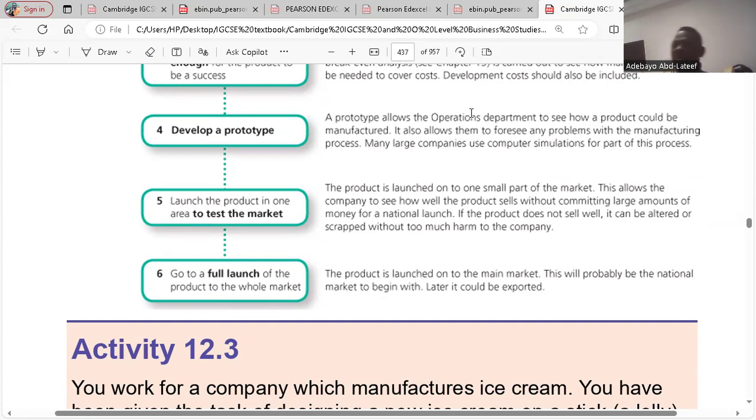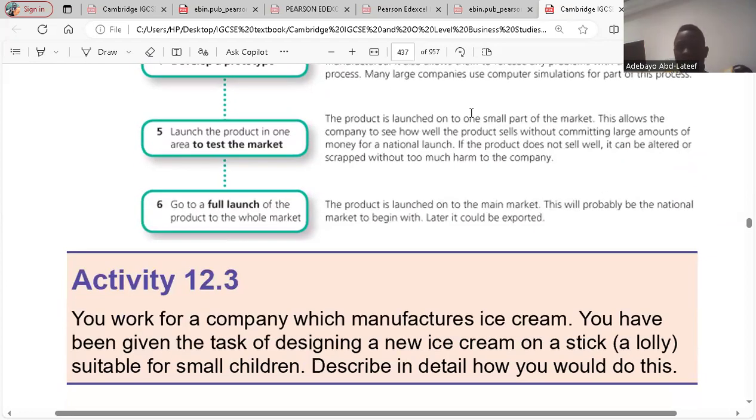So when you test run the market, if the feedback is positive, then you can continue. But if you are getting negative feedback and you don't seem to see any positivity around it at all, then you might just scrap it and take it away.